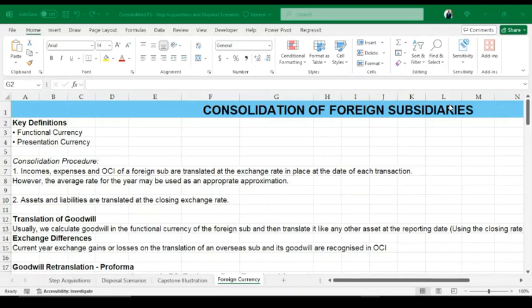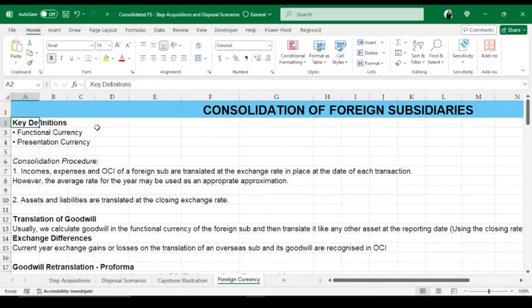Alright, so before we proceed, let's look at some key definitions provided by IAS 21, which deals with foreign currency. The accounting standard IAS 21 identifies two key categories of currencies. So we have the functional currency, and we also have the presentation currency.